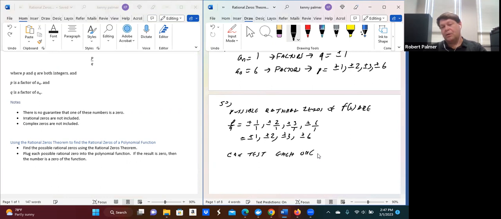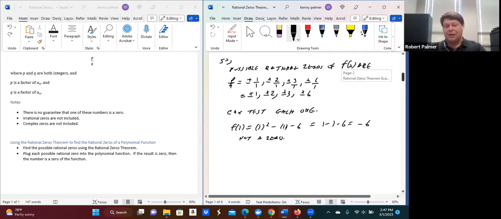So how we do that, for example, we start here, f of 1 is 1 squared minus 1 minus 6. That's just 1 minus 1 minus 6, which is minus 6. And this is not a 0, because for our answer to be a 0 it has to be 0. Recall, a 0 is anything that makes your f equal 0. That's obviously not a 0.